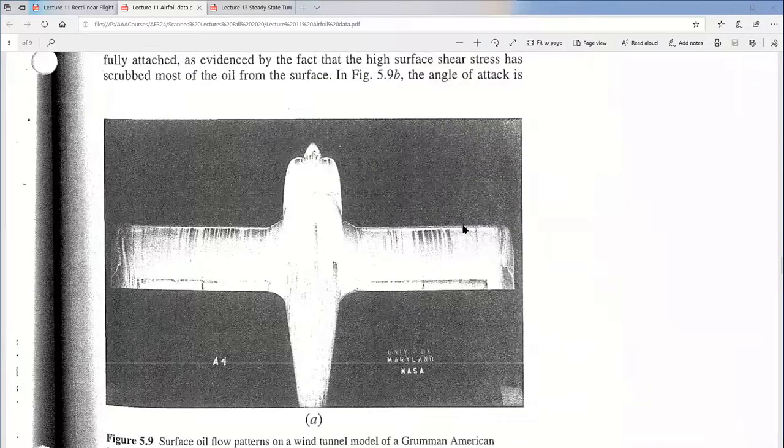So this is figure 5.9. I think that's in an older edition. But if you look closely, and this is a little bit fuzzy, the streamlines, what they did was they put oil dye on the wing in a wind tunnel. And you can see that there's a nice smooth flow. The oil streaked back in a nice even manner. So this is completely unstalled.